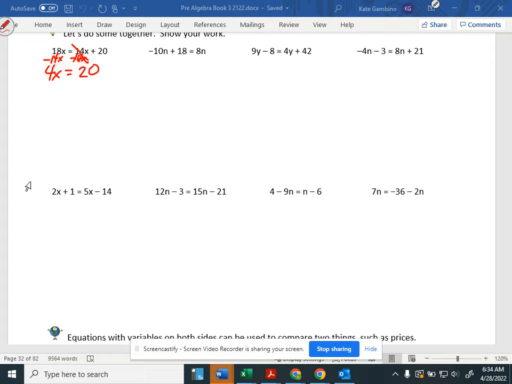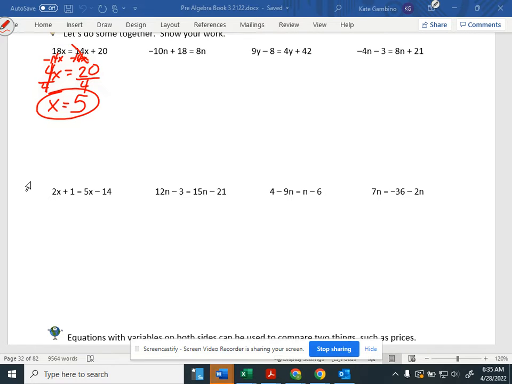So I want to get my x all alone. I have 4 times x, so I want to divide, because that is opposite. So 4 divided by 4 is 1, so I'm left with just my x. 20 divided by 4 is 5. So I have x equals 5.